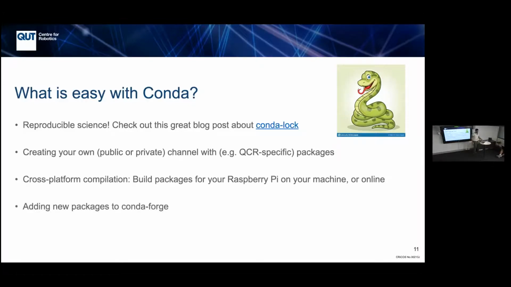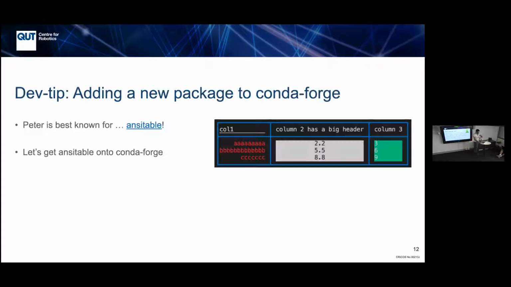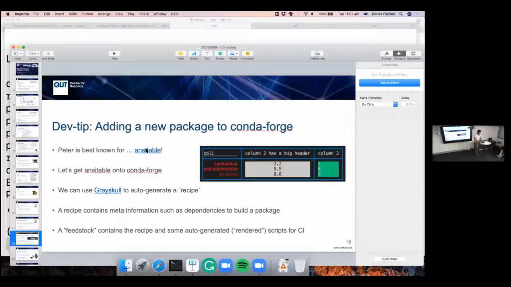And you can add new packages to conda-forge. Well, I've got 5 minutes or something like that. So let's just add Peter's ANSI table, which is a dependency for his robotics toolbox, and let's get it onto conda-forge. Let's try, okay? I should show you all of that.